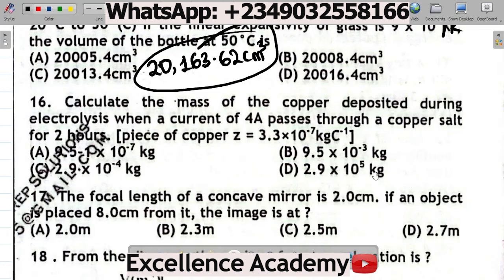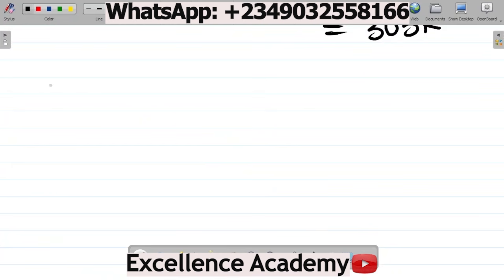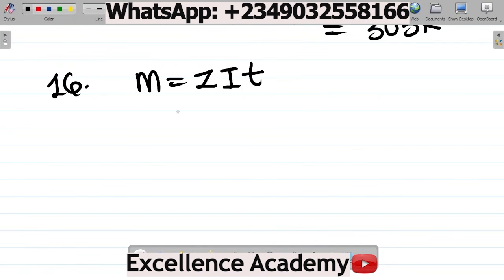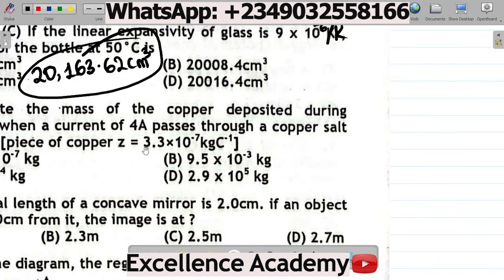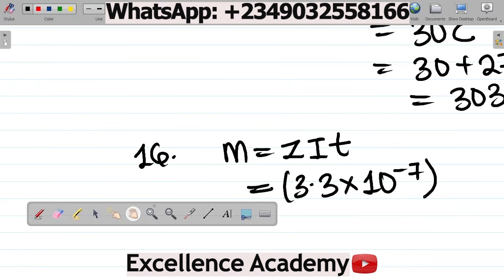So how do we solve this question? For question 16, you want to note that the formula for mass deposited during electrolysis is M equals Z times I times T. Z is a value you're given in brackets here, 3.3 times 10 to the power minus 7. This is Z times I.